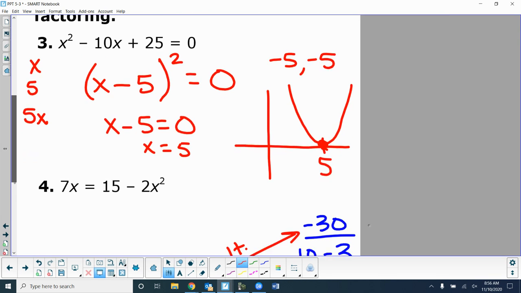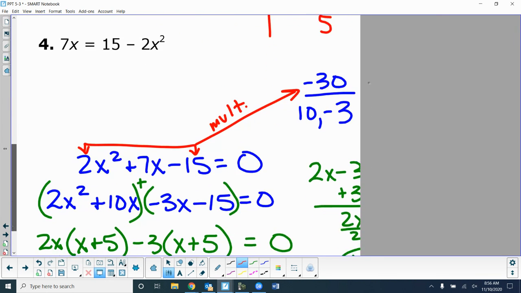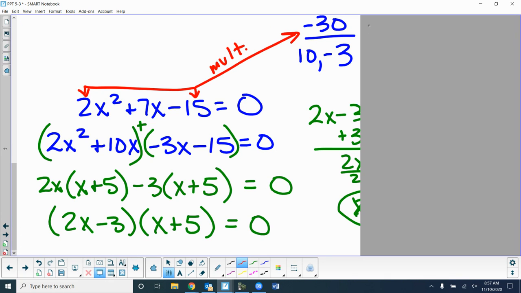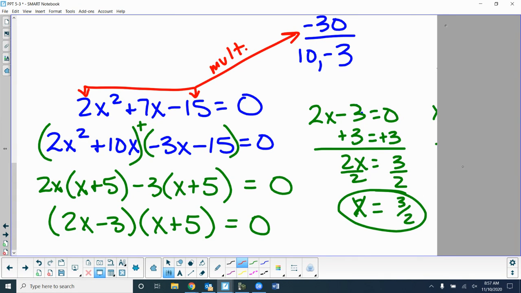All right, number 4. Focus. Oh, here it is. Cool. You got it done already.